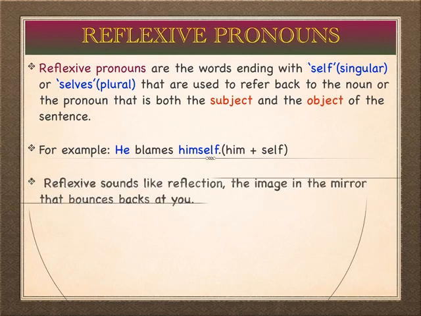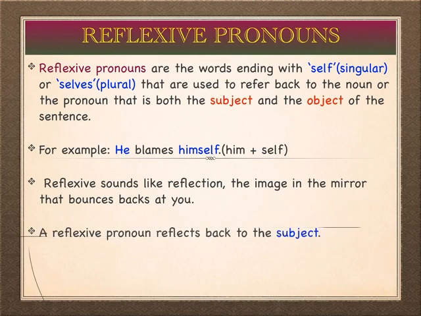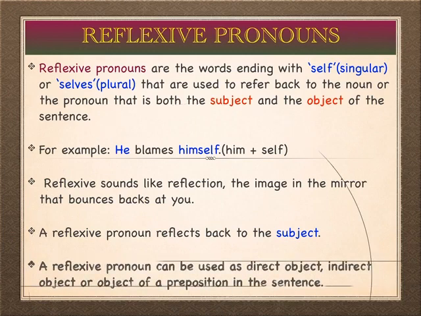Reflexive sounds like reflection, the image in the mirror that bounces back at you. Just like the image you see when you are standing in front of the mirror. Who do you see? Well, we can see ourselves when we are standing in front of the mirror. In the same way, a reflexive pronoun reflects back to the subject. A reflexive pronoun can be used as a direct object, indirect object, or object of a preposition in the sentence.